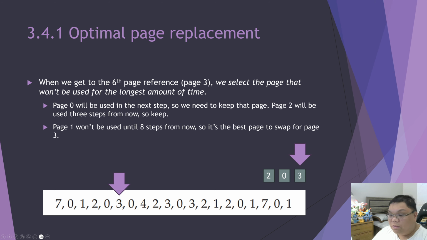Well, are we going to see page 2 again? Yes, we are. Like 1, 2, 3 instructions from now. Are we going to see page 0 again? Yeah, right away. Are we going to see page 1 again? Yes, we are. But that won't be for a while. So, we take out page 1 from a page frame and place page 3.